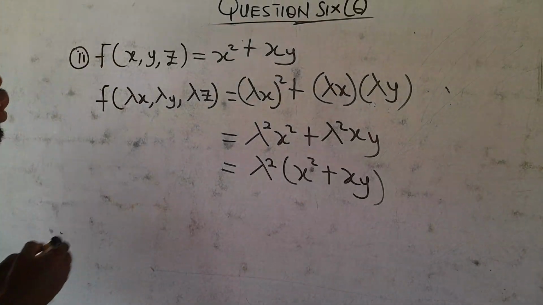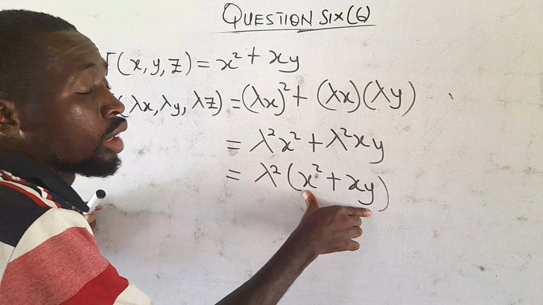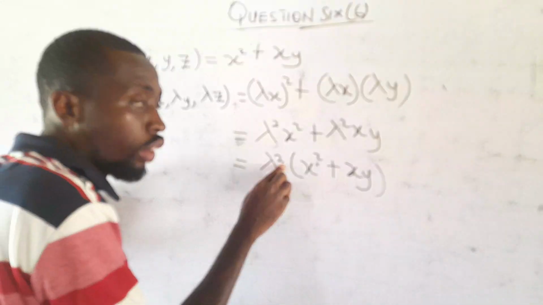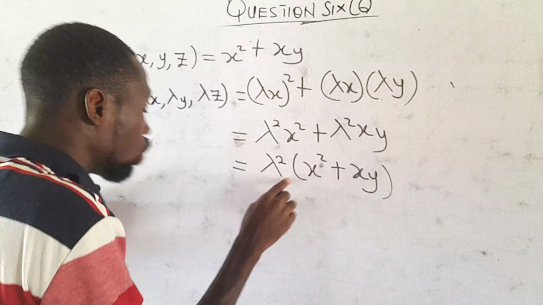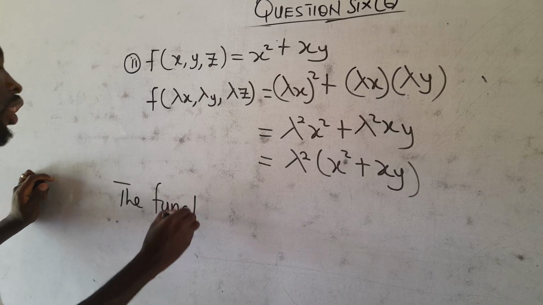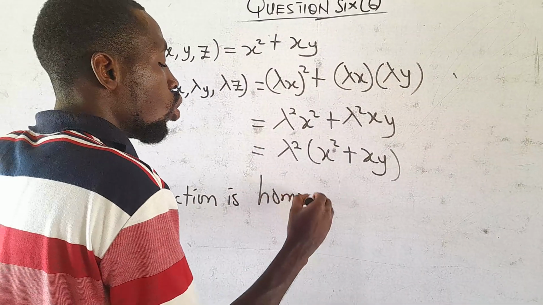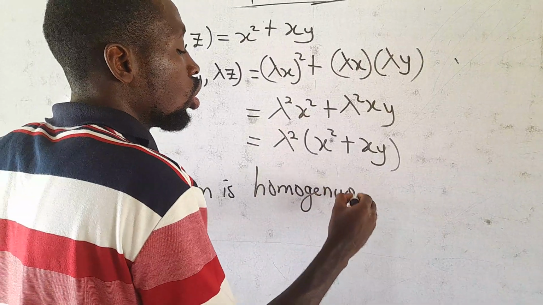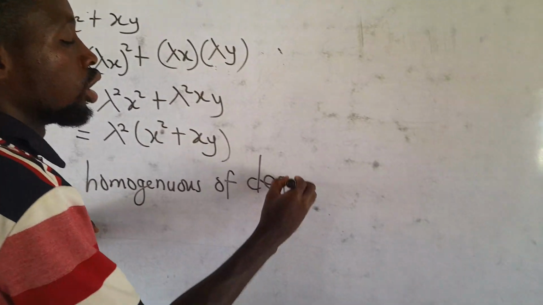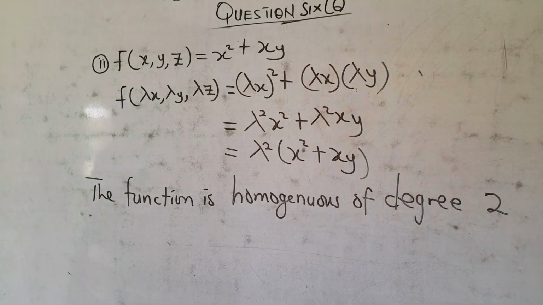After we factor it out, do we have the function back? That's x squared plus xy. Yes, we have it back. Then we can say the function is homogeneous. And what is the degree of lambda? The degree of lambda is 2. Then we can say that the function is homogeneous of degree 2. I hope you get that. We'll look at the third function.